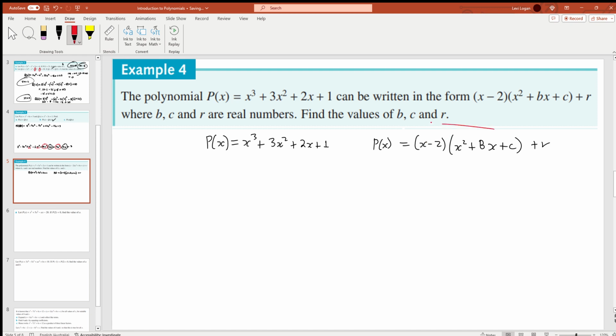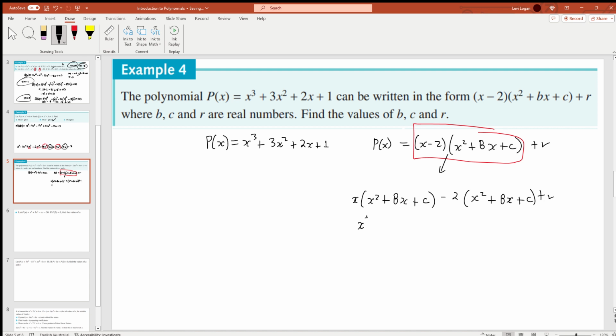So what we're going to do here is we'll take care of this and multiply this out. In other words, this here is the same as x multiplied by (x squared plus bx plus c) minus 2 multiplied by (x squared plus bx plus c) plus r. So this is going to be x cubed plus bx squared plus cx minus 2x squared minus 2bx, I believe. Yep. Minus 2bx minus 2c plus r. So this is also p of x.